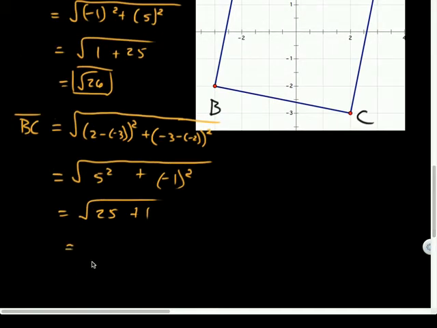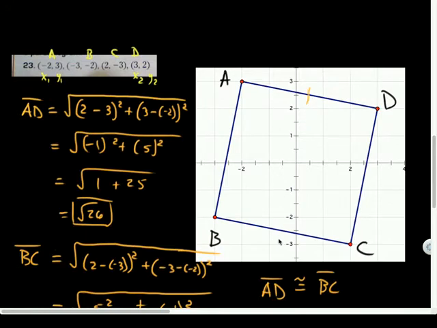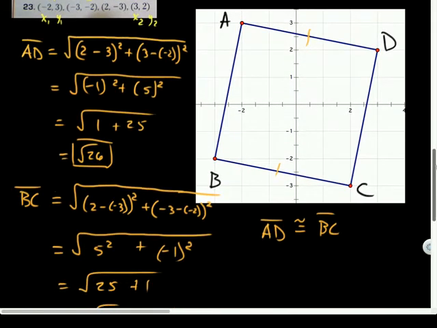Therefore, I have just proved that the segment AD is equal to BC. They are, in fact, congruent. That's what I've just proven. Now to prove that they're parallel, what good does the slope formula do for me? What do I want the slope formula to tell me? Same slope, because if lines have the same slope, they are parallel.